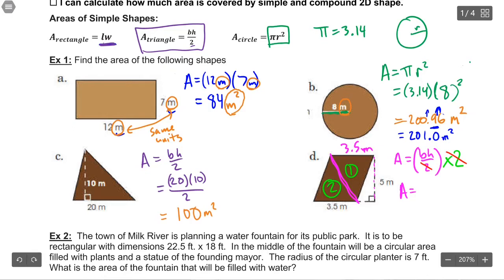So our area is going to be 3.5 times 5. And 3.5 times 5 is 17.5. And as always, don't forget your units, meters squared.